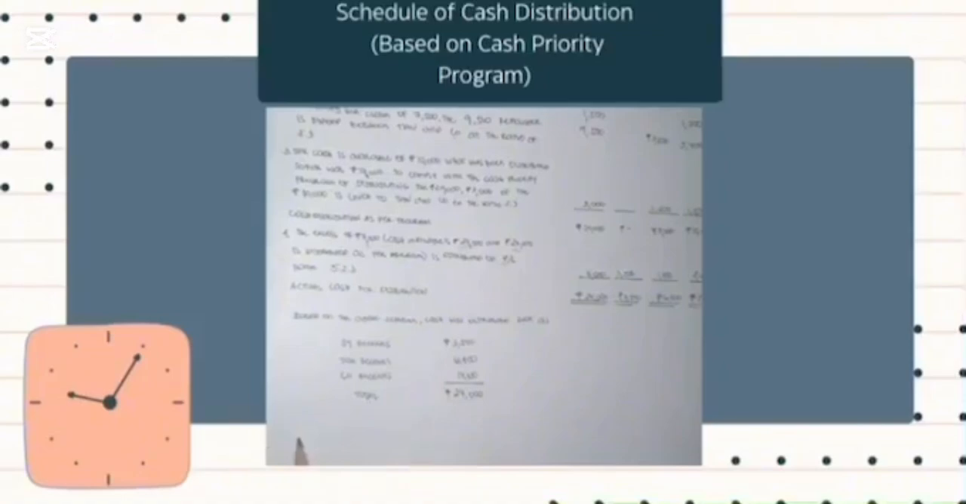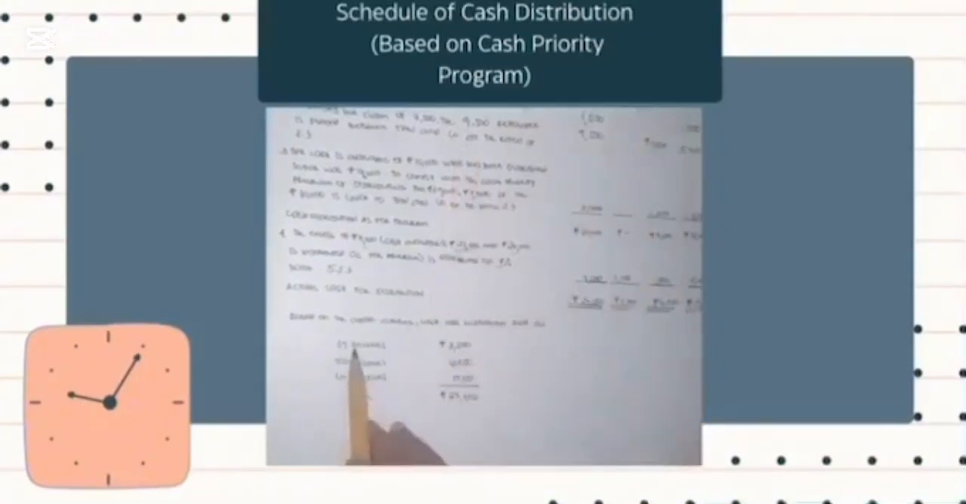So by the end, each partner's total cash received is: Sai receives 3,500, Tan receives 6,400, and Co receives 7,100. So the total cash distributed is equal to 27,000.